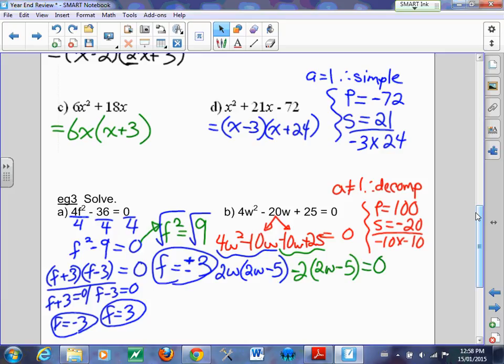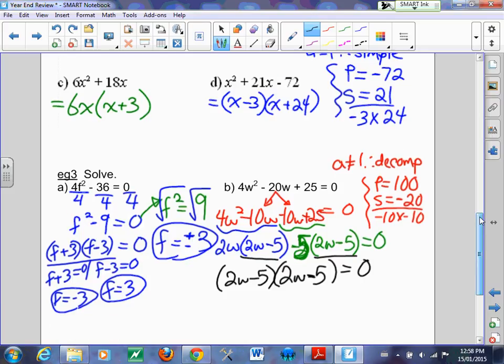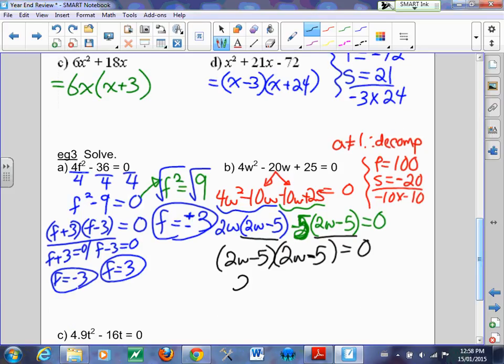You need to have the binomials the same so then you can group them. Oopsie, I apologize, folks. Instead of taking a 2 out, I think I said 5. Sorry, guys. That's a 5. So I've got 2w minus 5, and what's left over is 2w minus 5, and that equals 0. What do we know about the two of them? They're both the same, so that's 2w minus 5 squared equals 0.